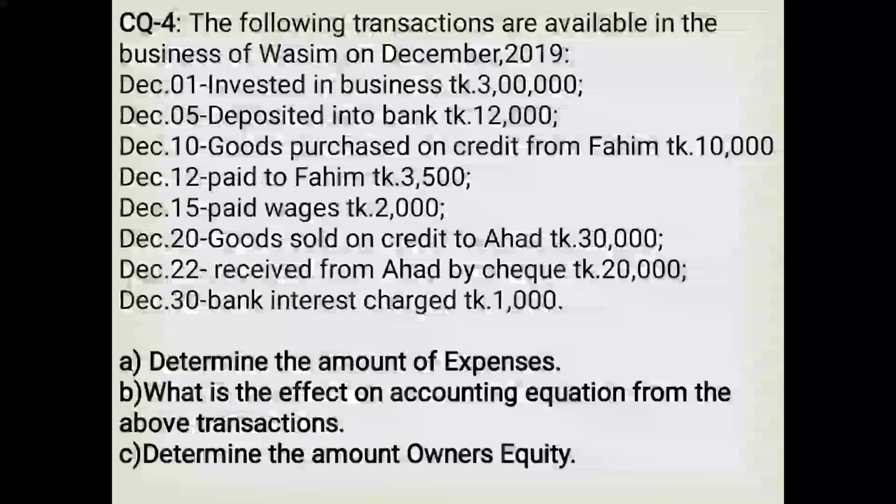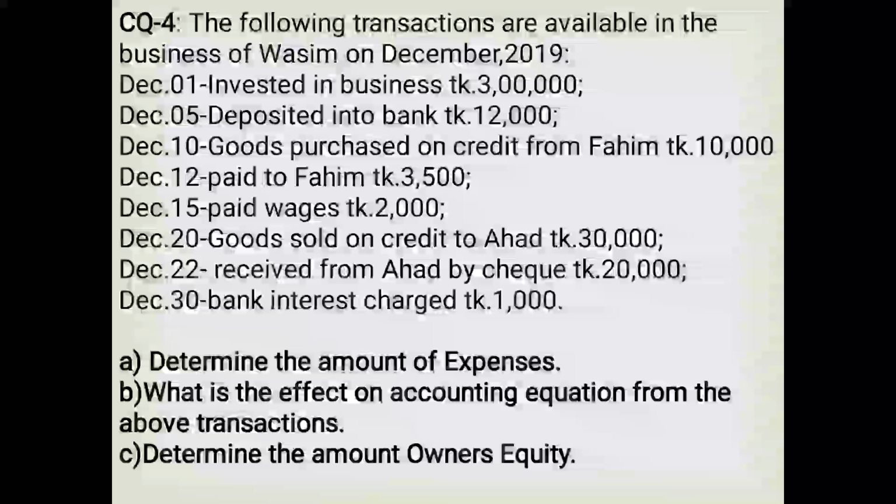What is the effect on the accounting equation? Totally 8 transactions are involved. December 1. In this transaction, two accounts are involved: cash and capital. For cash increasing, asset increased. For capital increasing, equity increased. December 5. In this transaction, two accounts are involved: bank and cash. For the balance of bank increasing, that is asset increased, and cash decreasing, that is asset decreased.